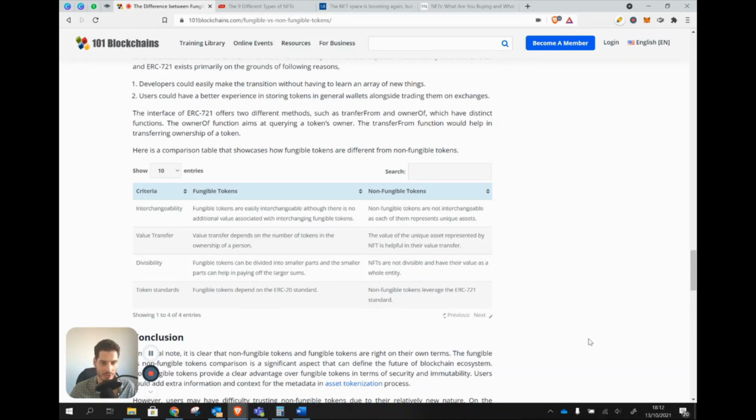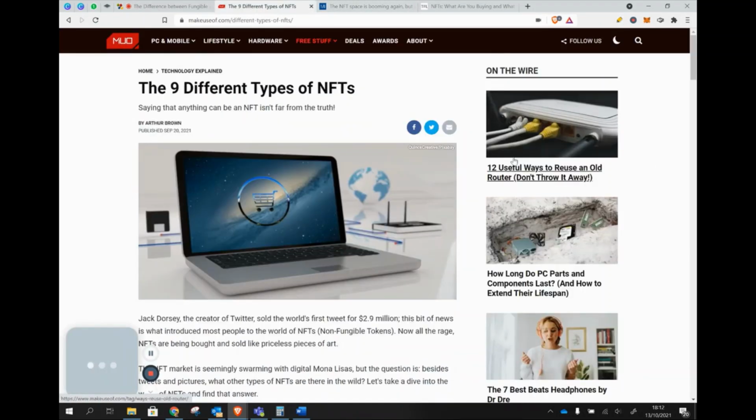Then standard tokens. Fungible tokens depend on the ERC-20 standard. That is an Ethereum standard, while non-fungible tokens leverage the ERC-721 standard. So that is another difference. Then, what types of NFTs do we have?